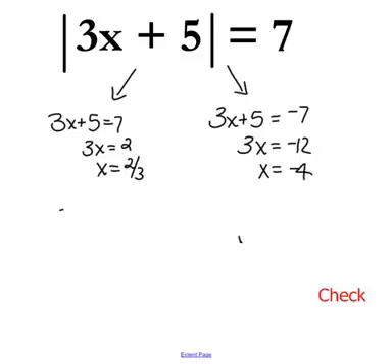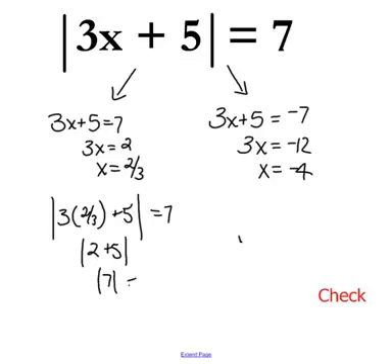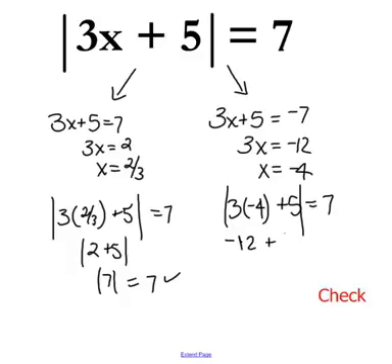I'm going to say, is it true that the absolute value of 3 times 2/3 plus 5 equals 7? Well, 2 plus 5 is 7, and the absolute value of 7 equals 7. On the other side, for x equals -4, I get 3 times -4 plus 5. So is negative 12 plus 5 equal to 7? Yes, the absolute value of negative 7 equals 7.